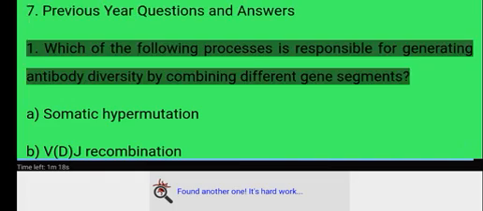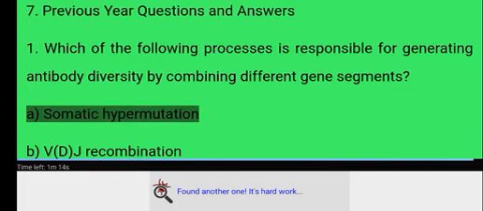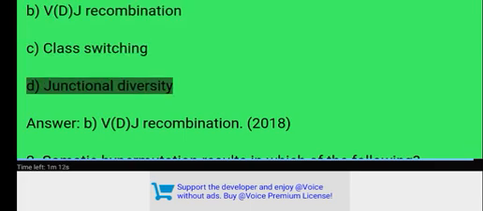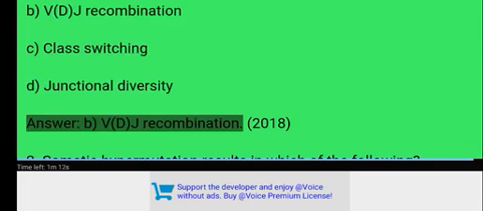Which of the following processes is responsible for generating antibody diversity by combining different gene segments? A. Somatic hypermutation. B. BTJ recombination. C. Class switching. D. Junctional diversity. Answer: B. BTJ recombination.